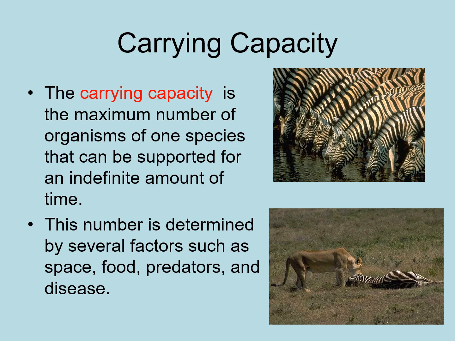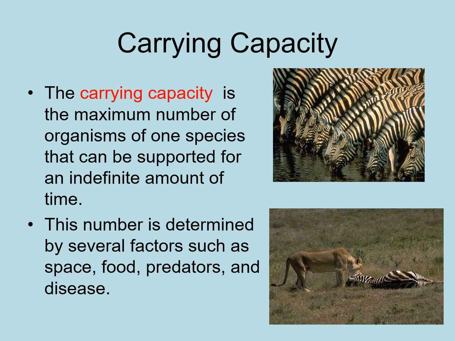Well, environments have a carrying capacity. This is how much can I take care of before I start running out of things. So it's the maximum number of organisms of one species that can be supported for an indefinite amount of time. So going back to this example of this island that they shipwrecked, this party of 10 found.